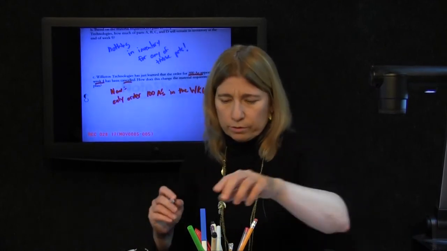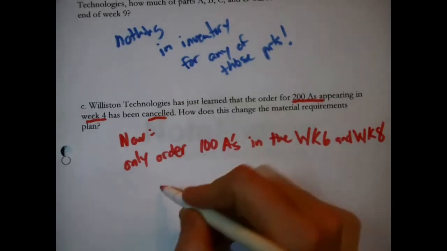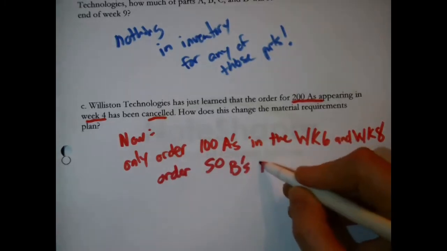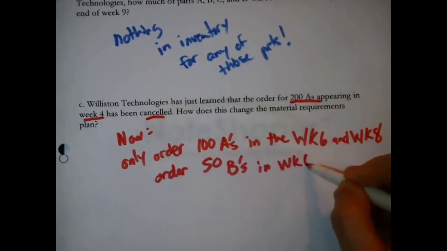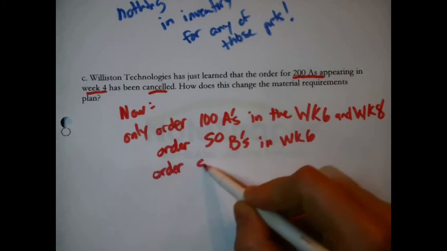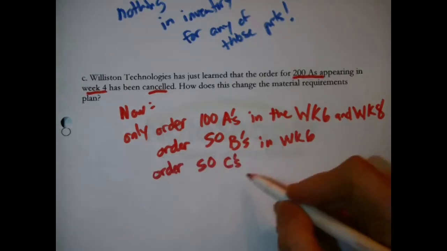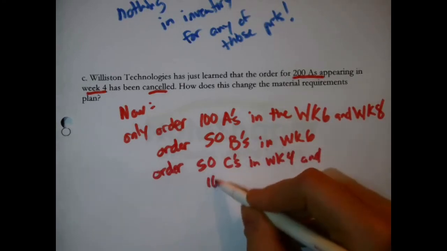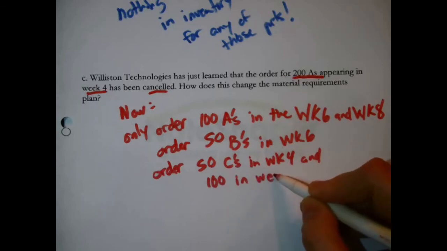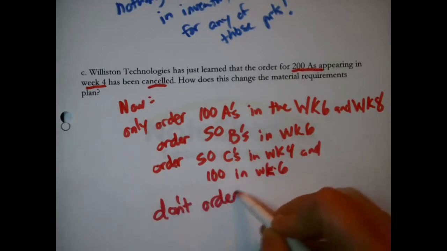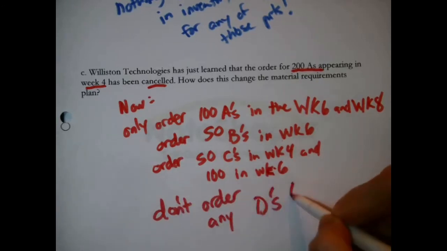Then, for B's, order 50 B's in week 6, and only order 50 B's in week 6. Order 50 C's in week 4. I'm just reading our new planned order releases. And 100 in week 6. Don't order any D's. There, that's a good enough summary of the planned order releases.